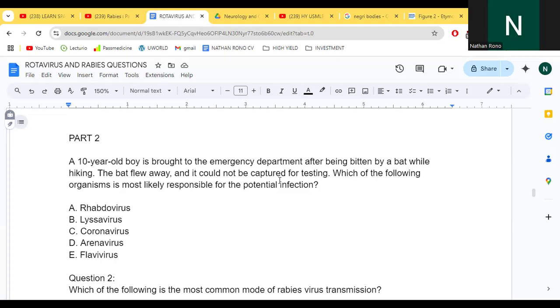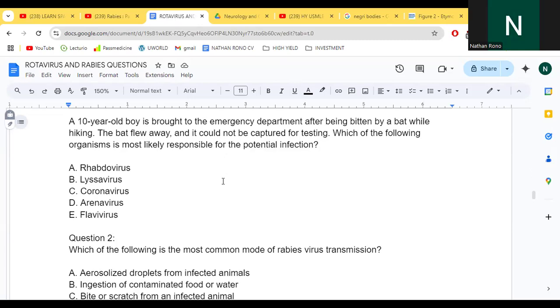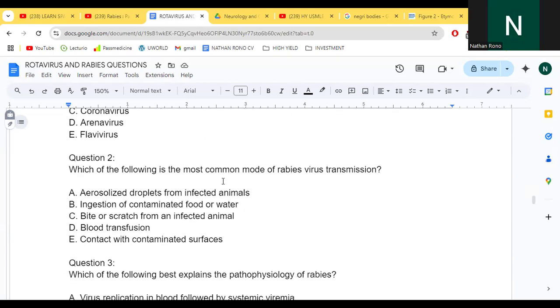Rhabdoviridae, isn't it? Good. So the following is the most common mode of rabies transmission. Aerosolized droplets from infected animal, ingestion of contaminated food, bite or scratch from infected animal, blood transfusion, contact with contaminated surfaces. Bite or scratch from infected animal. Good.